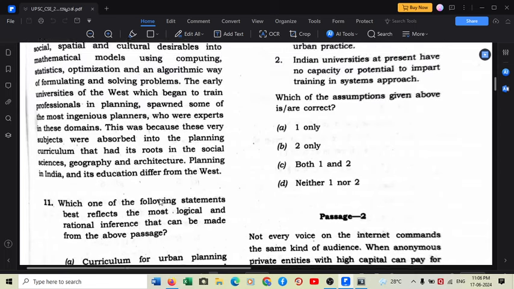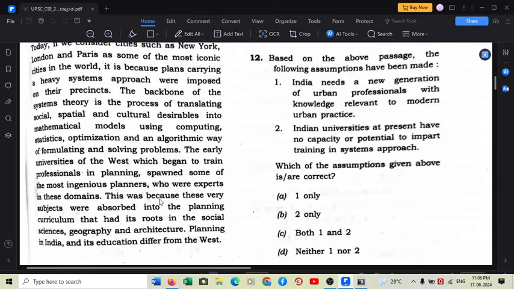Now let us look at the second question from the passage. Again, the second question is about assumptions. You can see on the screen question number 12. India needs a new generation of urban professionals with knowledge relevant to modern urban practice, right? So yes, India needs a new generation of urban professionals, and their knowledge should be relevant to modern urban practice.